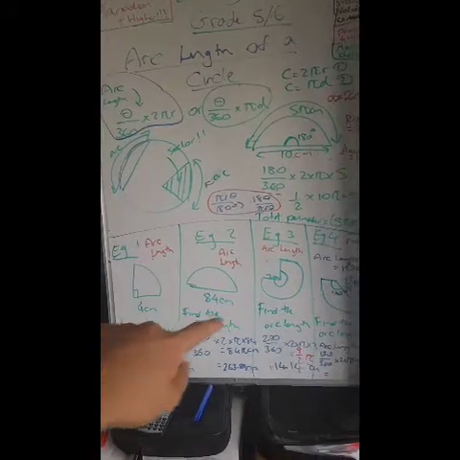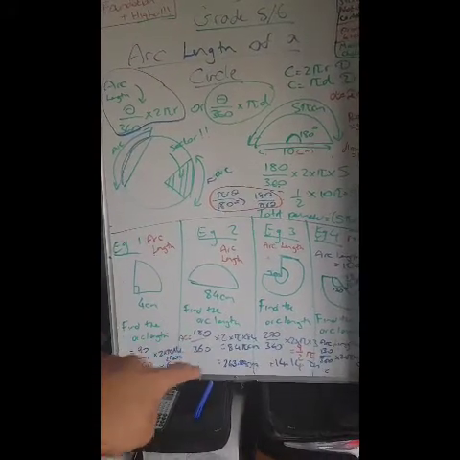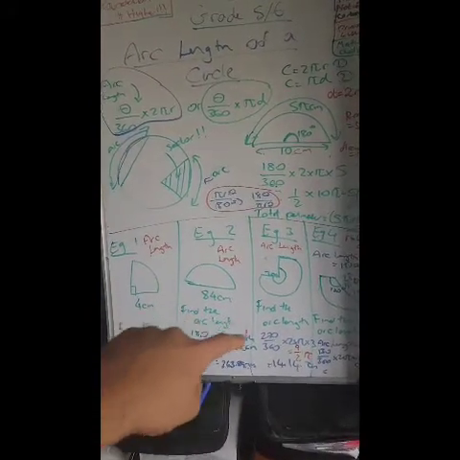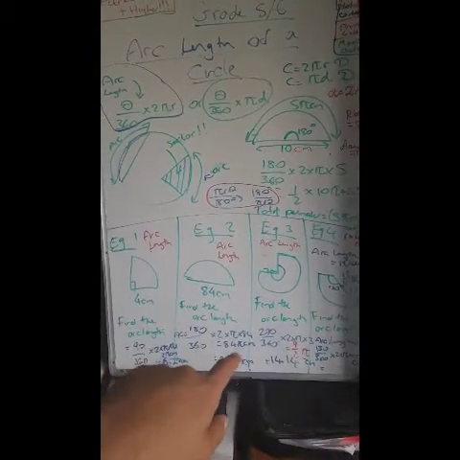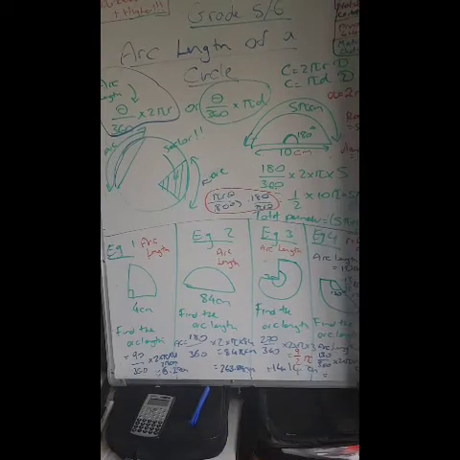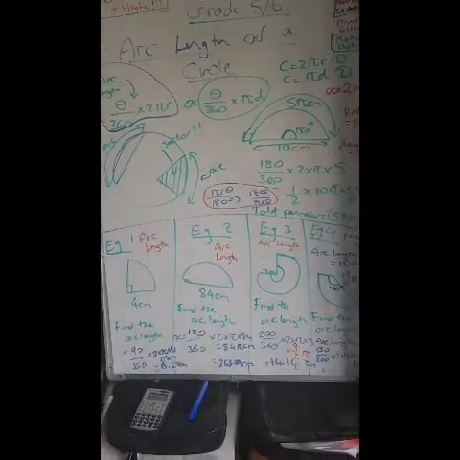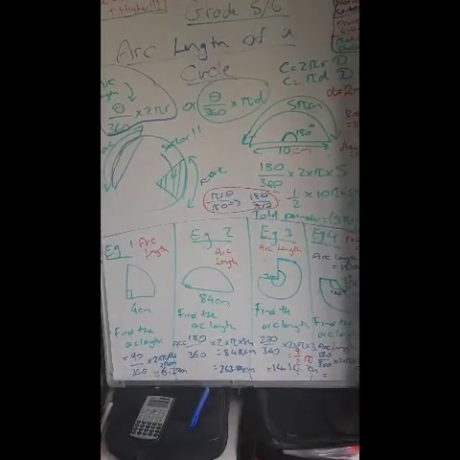Right, so find the arc length. 180 divided by 360 times 2 times pi times 84, which gives me 84 pi centimeters, which is my exact answer, which is 263.89 centimeters to 2 decimal places, okay?